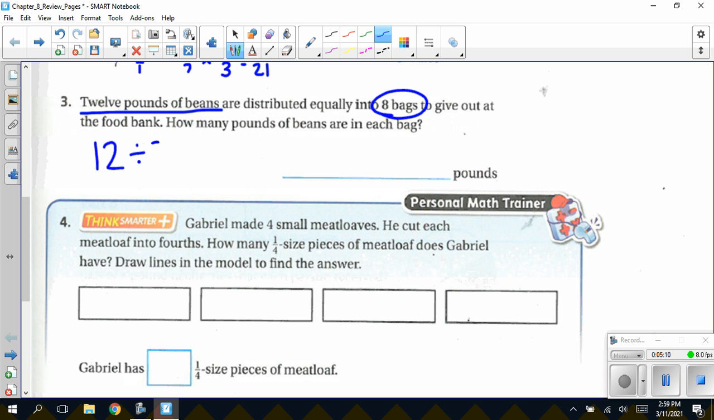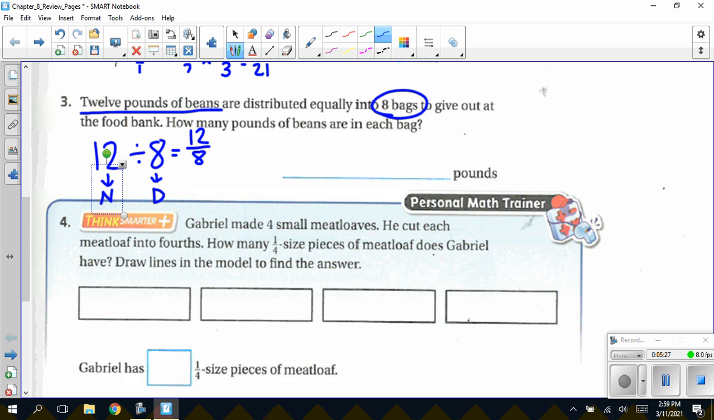So divided by 8. Now, if you recall from 8.3, the first number of my division problem is my numerator. The second number to my division problem is my denominator. So I would have 12 eighths.